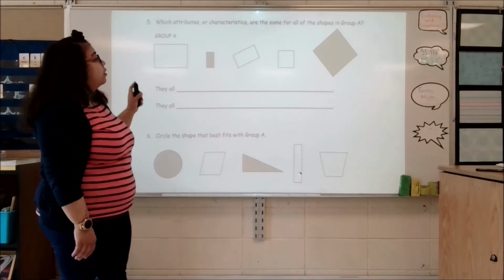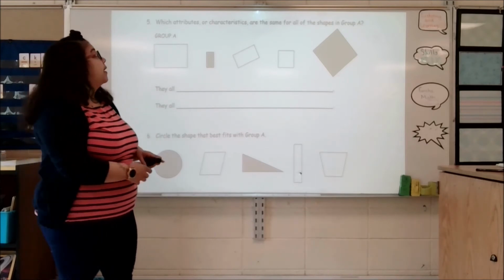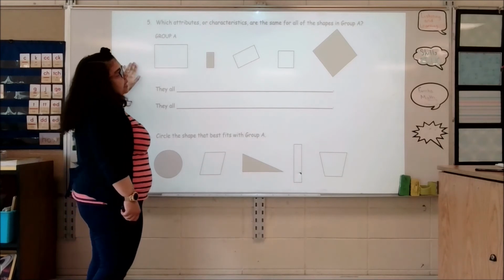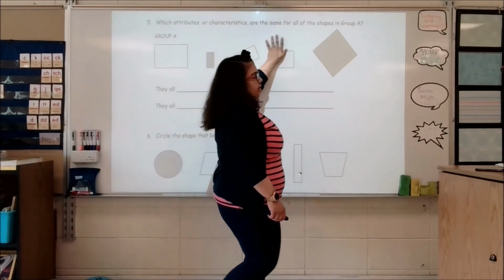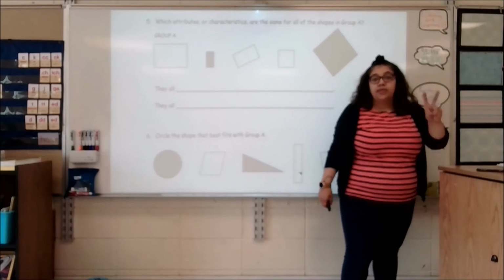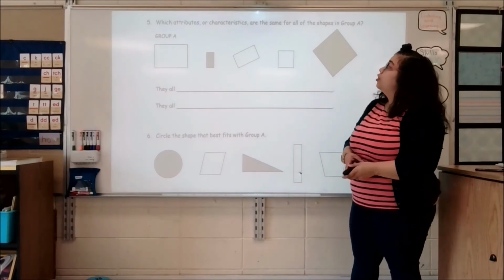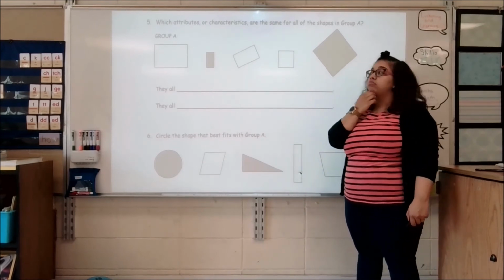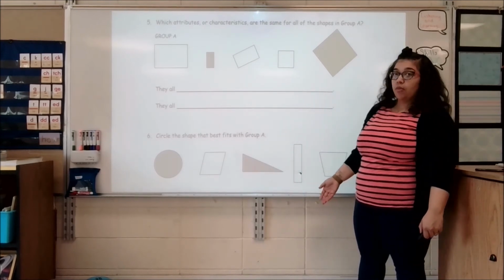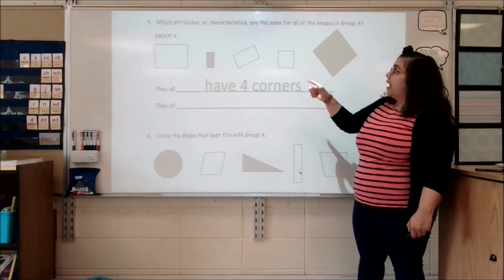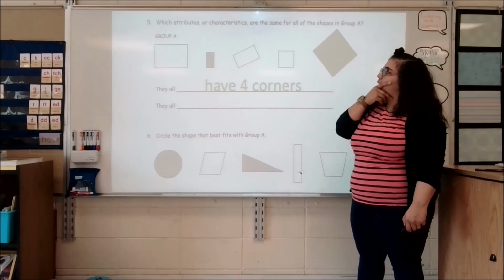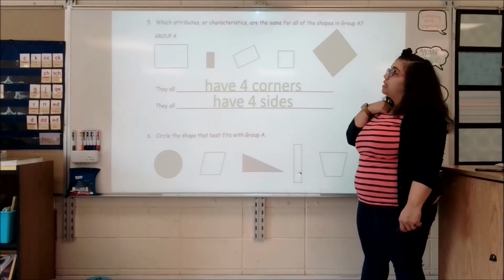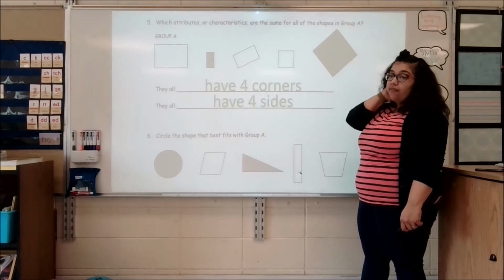So, now, looking at and thinking about what we just talked about, which attributes or characteristics are the same in all of these shapes? All of these shapes have two things in common. What two things do all of these shapes have in common? They all what? Have four corners. Good. And what else do they all have? They also all have four sides. They have four corners and they have four sides.